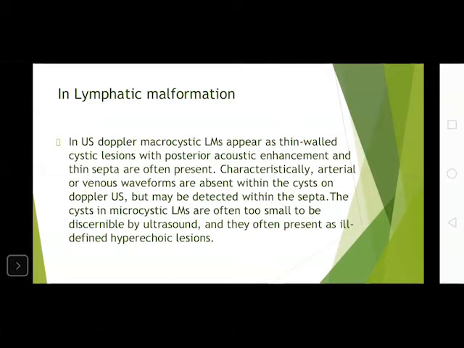In Doppler ultrasound, macrocystic malformations appear as thin-walled cysts with fine septations inside. These cysts don't show any venous or arterial waveform. Sometimes a waveform appears in the fine septations. In microcystic lesions, we cannot discriminate each cyst separately by Doppler ultrasound, but they usually appear as a regular hyperechoic lesion.